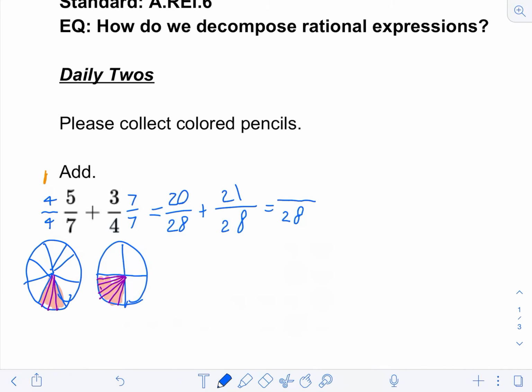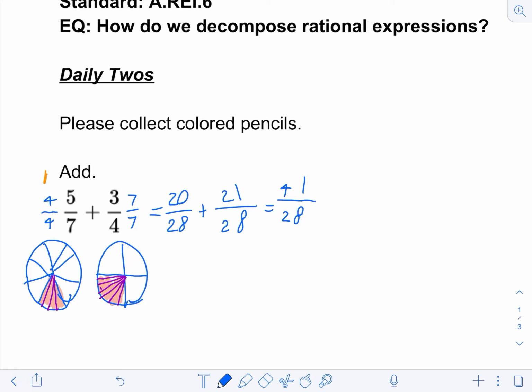And then the numerators, we just add them. 20 plus 21 is equal to 41. Now you can look at that and be like, okay, can we simplify that? 28 is divisible by 7 and 4. Is 41 divisible by 4? No. Is 41 divisible by 7?